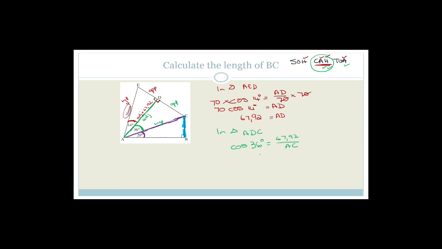So we're using the same ratio, but the last time we were working out the adjacent and this time we're working out the hypotenuse. So I'm going to do it slowly again just to make sure you understand how to get to it. I'm going to times both this side by AC and that side by AC, because what you do to the one side, you do to the other. So you cross those out. So this becomes AC cos 36 degrees equals 67.92. But now I'm solving for AC, so I divide both sides by cos of 36 degrees.